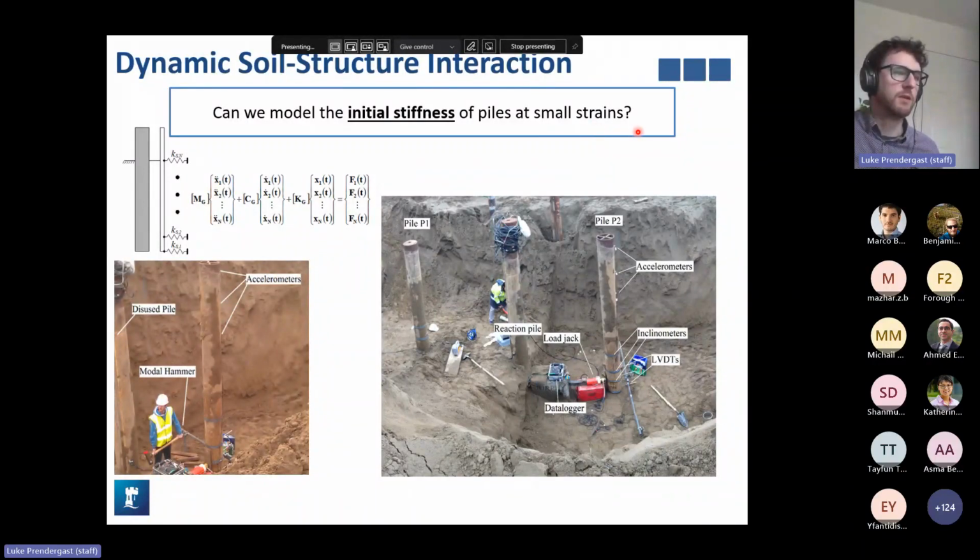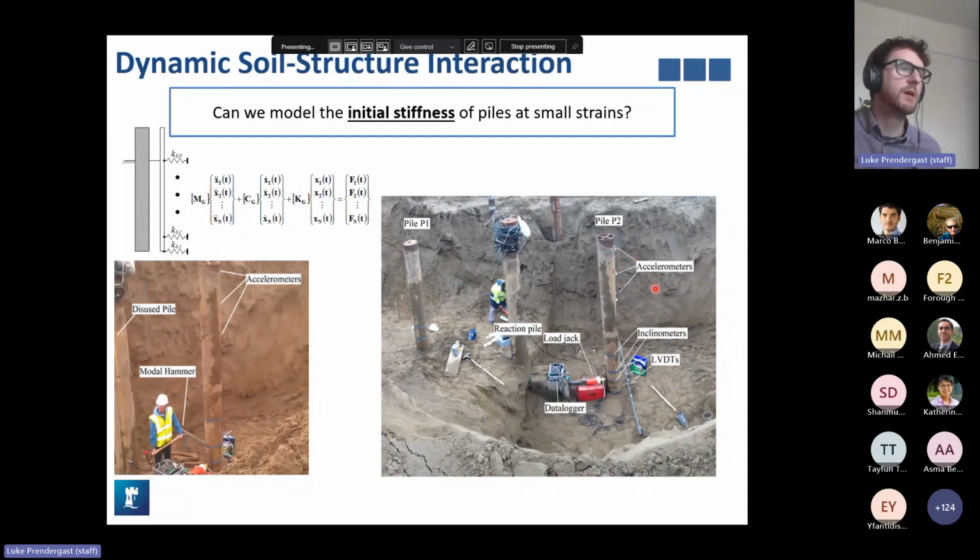This is something that I did during my PhD a number of years ago at University College Dublin. In effect, what we did was we excavated some piles that were installed at a dense sand quarry site southwest of Dublin in Ireland. And then we basically impact tested them by hitting them with a modal hammer and measuring the dynamic response with a number of inclinometers.